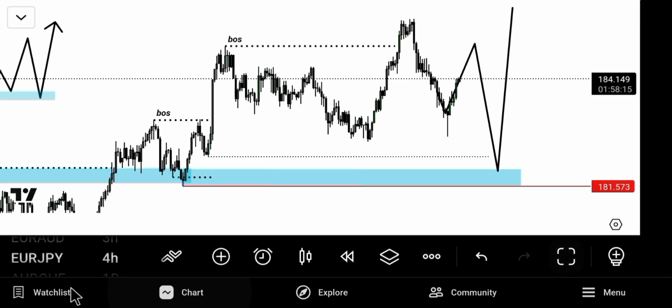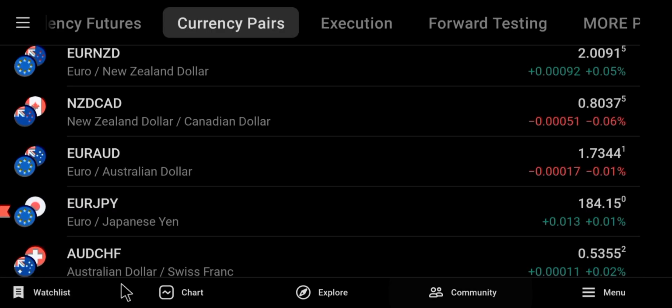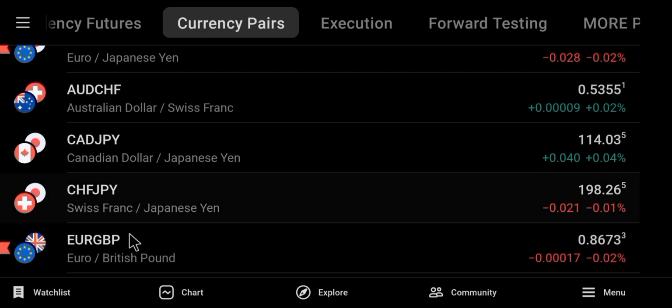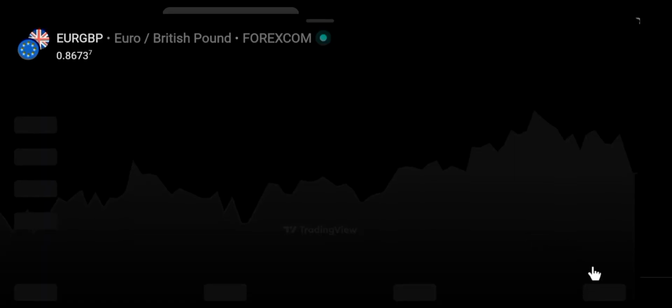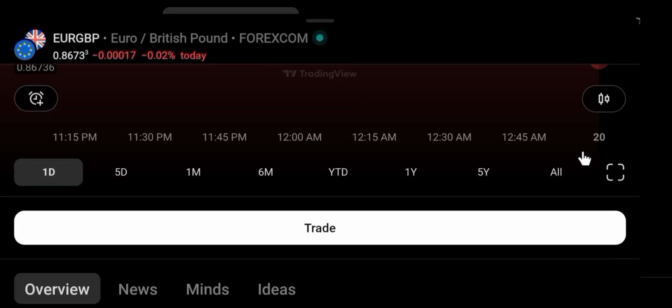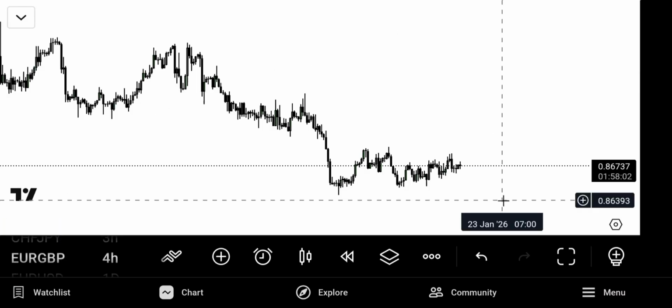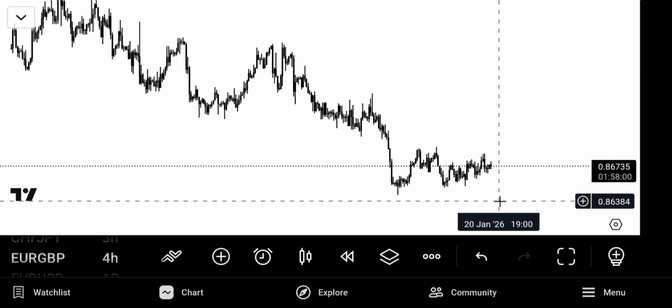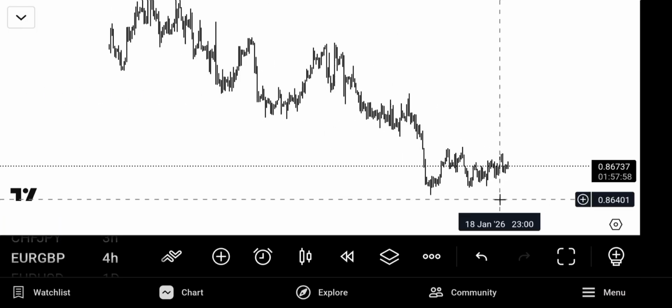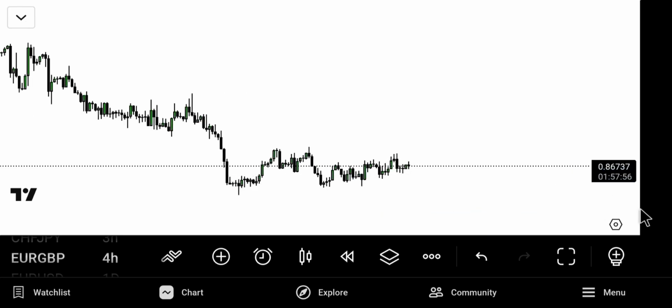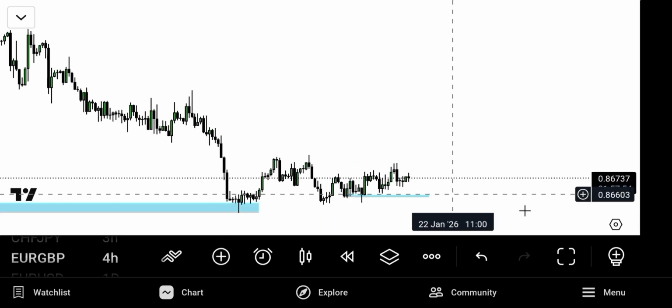Now we have another trade. I think we still have another one. Which one is this one we just analyzed? Euro JPY. So let's look for another one. Euro GBP. We have something on Euro GBP, I guess. Okay, we have a setup on Euro GBP. I think I've not yet marked it out, right? Okay, this is the setup.